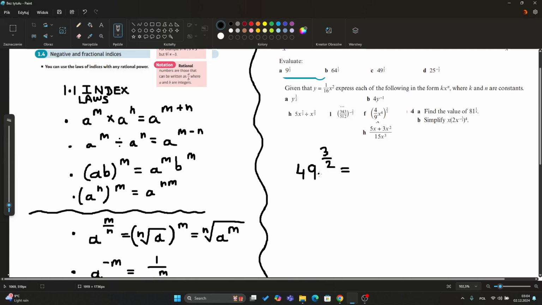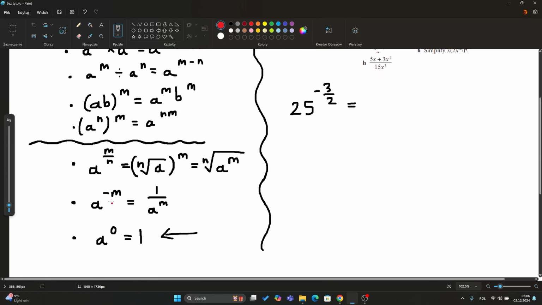What happens here is that 49 can get square rooted first, or it can be to the power of 3 first. Well, 49 to the power of 3 would be really difficult to calculate, so we're dealing with the square root first, and then the power, and that would be 7 to the power of 3, which is 343. Now we got 25 to the power of minus 3 over 2. Now whenever we got a negative in a power, we know by this rule here that we invert the fraction.